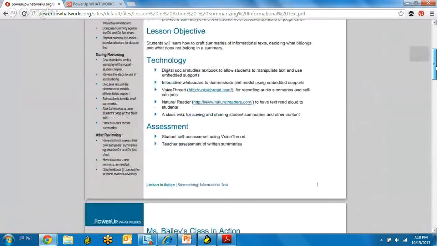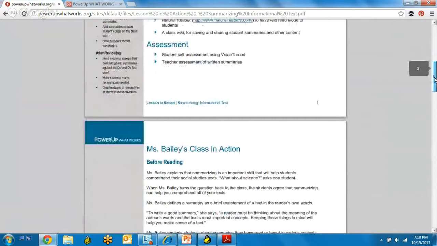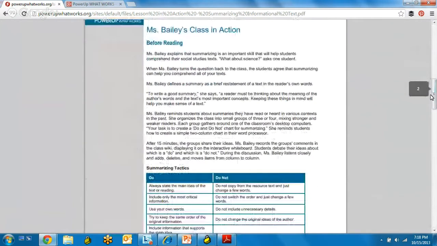Elise, if you scroll down, we'll show that we have a nice description of what's happening in Mrs. Bailey's class. What's happening before reading as she sets up the lesson. And in fact, one of the things she was showing on her whiteboard was this chart that the students helped her create of the do's and what to do and not do when you're creating a summary. She really drew upon those instructional strategies in the how to teach to kind of prompt and help her students create this chart. So you could read about how she sets up the lesson, how she does that preparation, the anticipation for the students, tapping into prior knowledge.